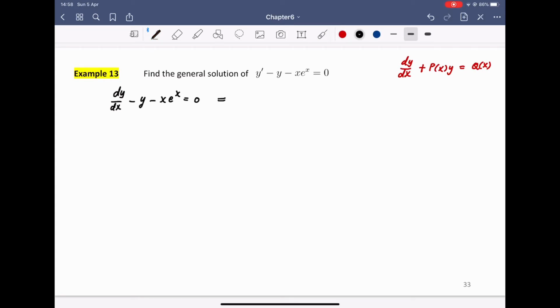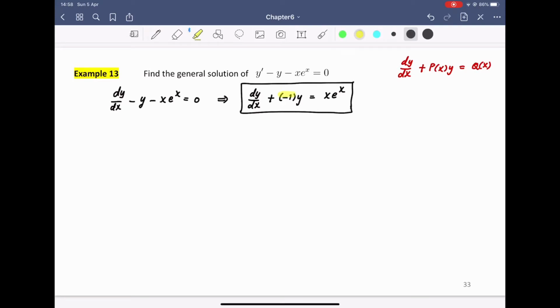So I'm going to simplify a little bit. I have dy by dx plus negative 1 times y equal to x times e to the x. Now you can see clearly that our P is negative 1 and our Q is x e to the x, right? So I'm going to let P(x) be negative 1 and Q(x) be x e to the x. Now I have P and Q. Once I have P and Q, I already know that the solution is of the form y equal to 1 over mu, integrate mu Q dx plus c.